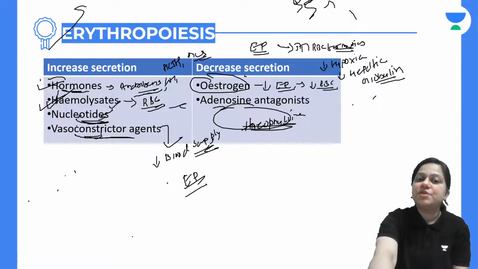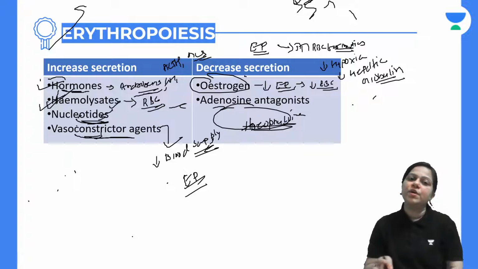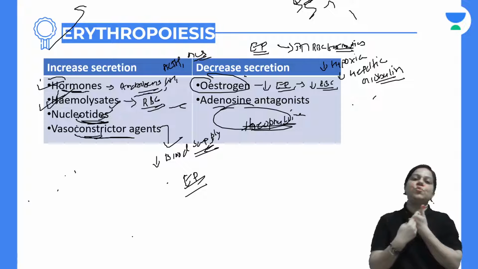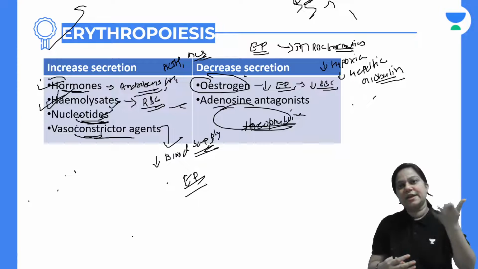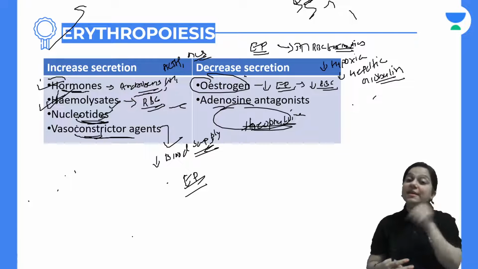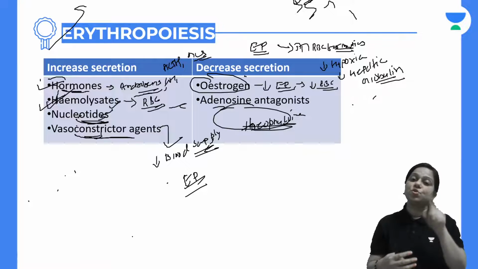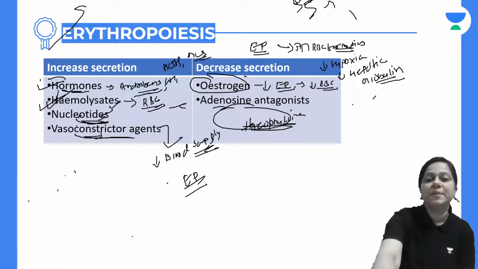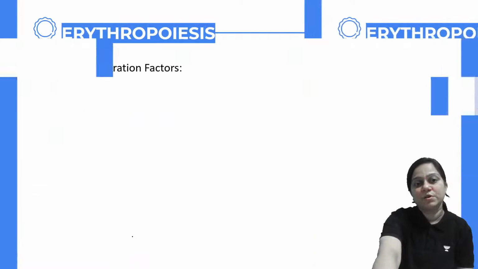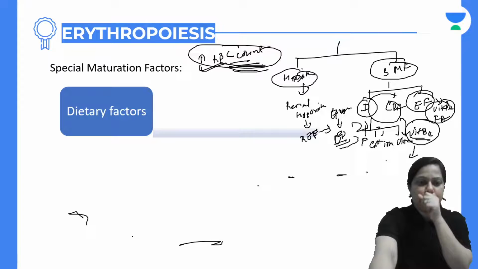Hormones like androgens, growth hormone, adrenocorticotropic hormone, and glucocorticoids all increase the erythropoietin secretion. So erythropoiesis increases, which means the RBC count increases. Estrogen decreases the erythropoietin secretion. So it decreases the erythropoiesis and the RBC count will be reduced. So this is a very important point here again.